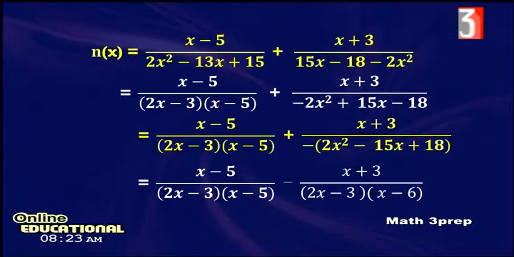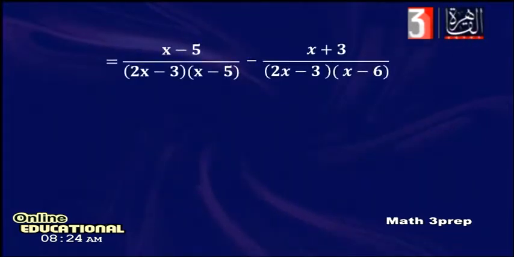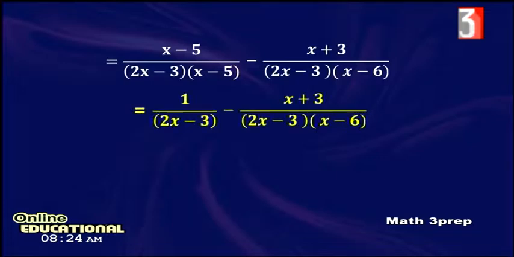You are going to notice that the denominators are different, so you are going to multiply them. Notice that 2x minus 3 is repeated, so you are going to write it only once. Then, what about the domain? Of course, yes, the domain is R except 3 over 2, 5, and 6. Then, by making a common denominator, (x minus 5) over (2x minus 3)(x minus 5), minus (x plus 3) over (2x minus 3)(x minus 6), multiply to obtain it and reduce.